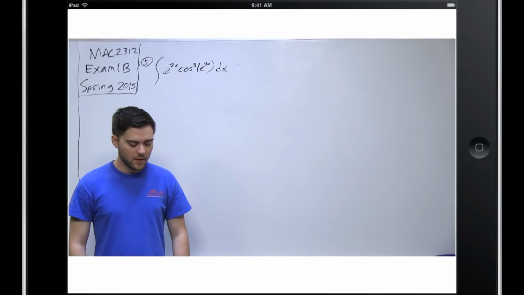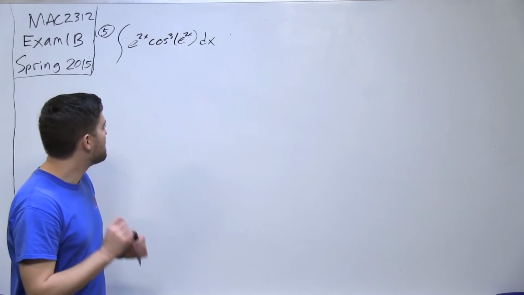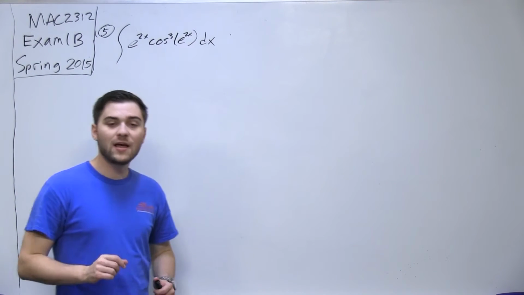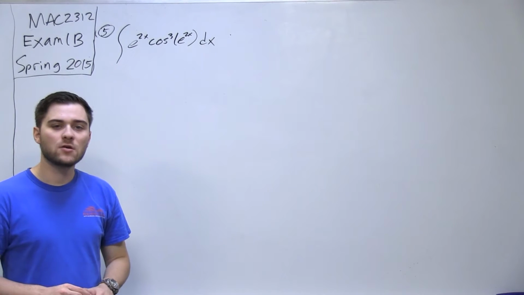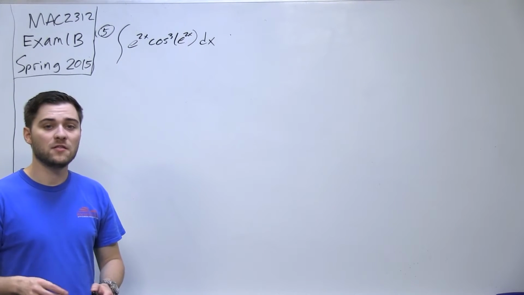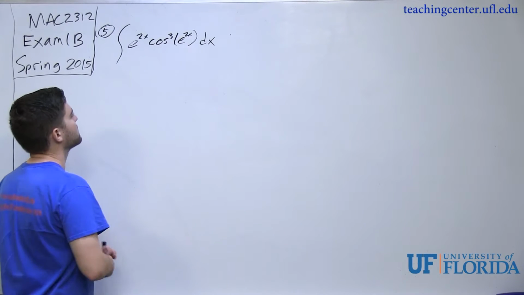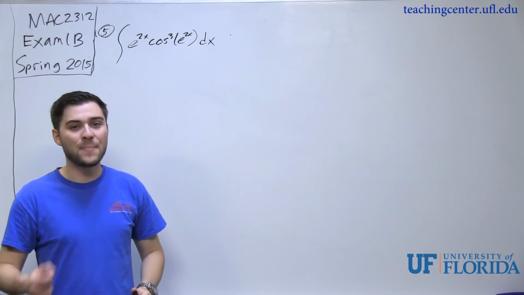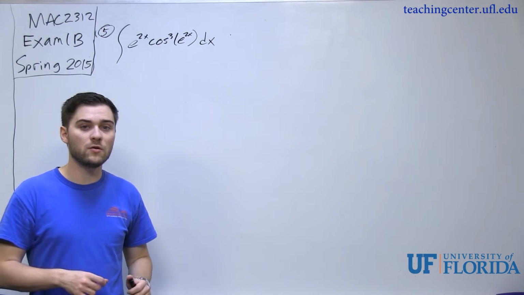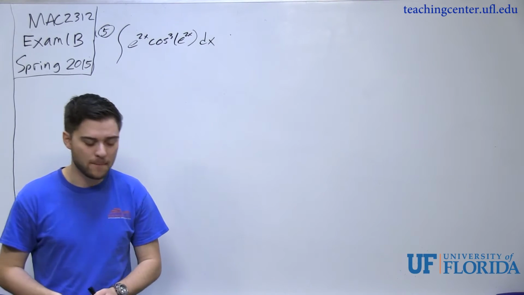Problem number 5 asks, indicate the best method and/or identities to use when evaluating this integral. And it gives you e to the 2x cosine cubed of e to the 2x all times dx. So this is kind of a tricky question because it says indicate the best method. It might not be the method that you want to use, but it is the best method for solving it.